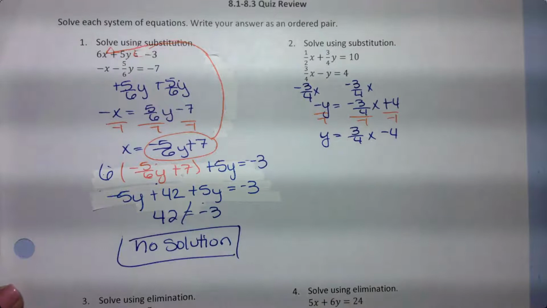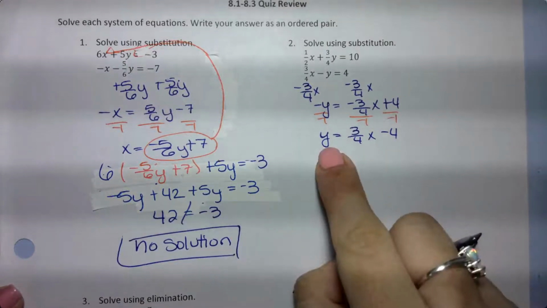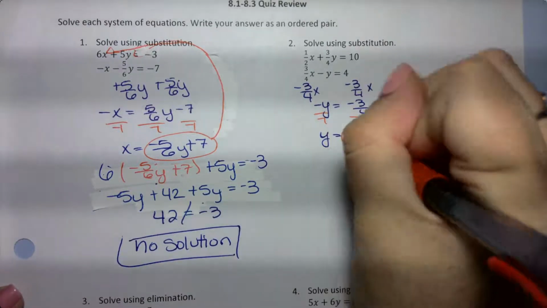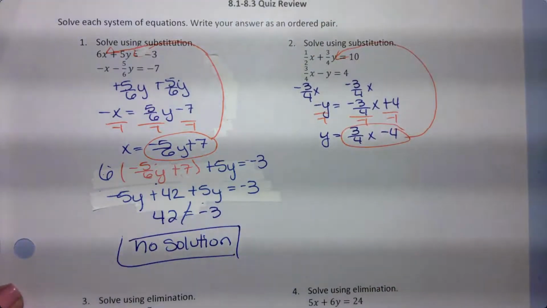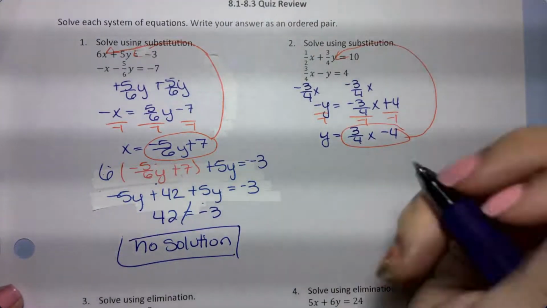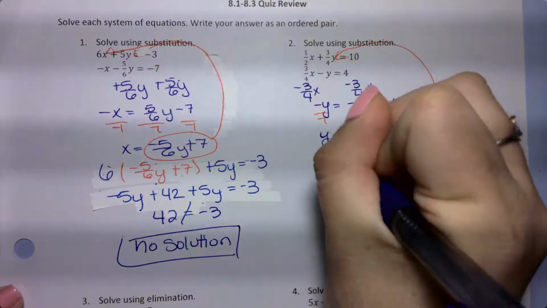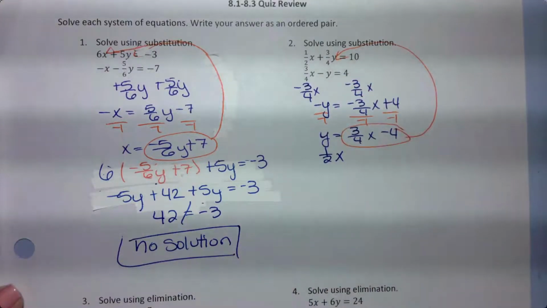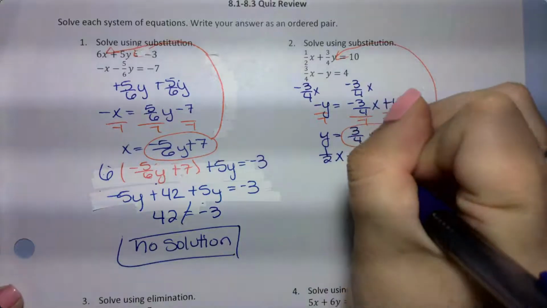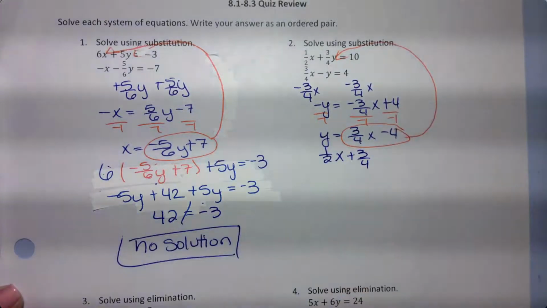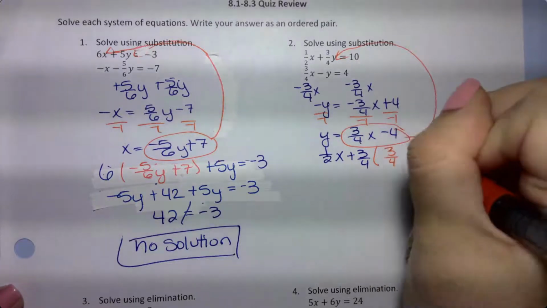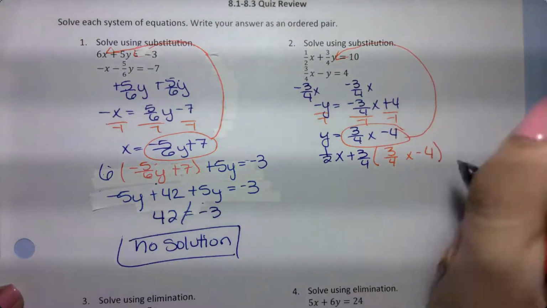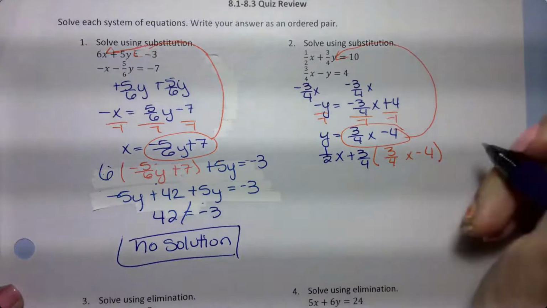Again, I want to go ahead and plug in for the variable I solved it for. So I solved for y. I'm going to plug into y in my first equation. So I have 1/2 x plus 3/4, and then instead of y, I'm going to put what I just solved for, 3/4 x minus 4. And this should equal 10.